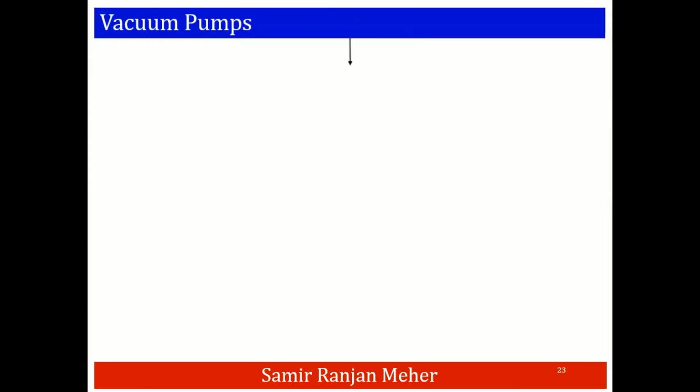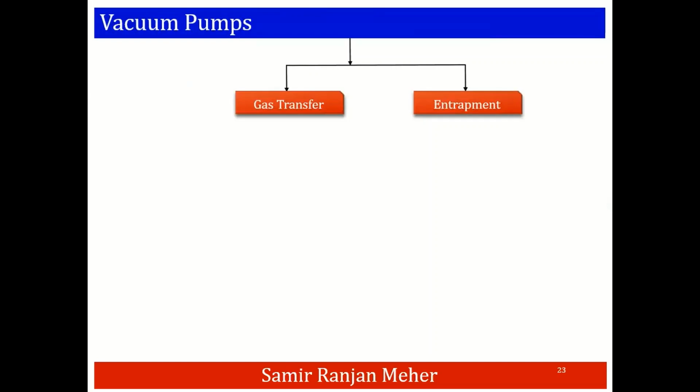So as I told, depending on the regime, the basic idea in the vacuum pump is to reduce the pressure. And we know that pressure is related to the movement of the molecules or the atoms, which imparts momentum. So one way is to remove the gas molecules from the chamber to outside, which is called the gas transfer mechanism. The other way is to stop the molecules or the atoms from moving, somehow freeze the atoms or molecules. That is what is called entrapment. Both will result in the same effect.